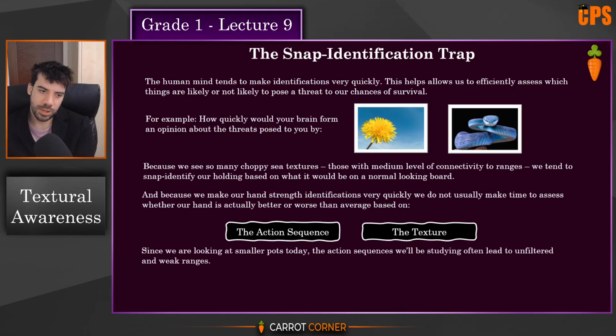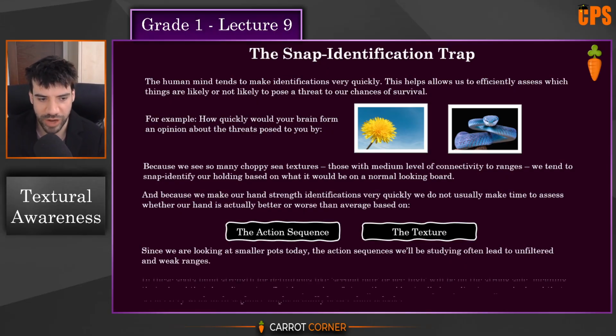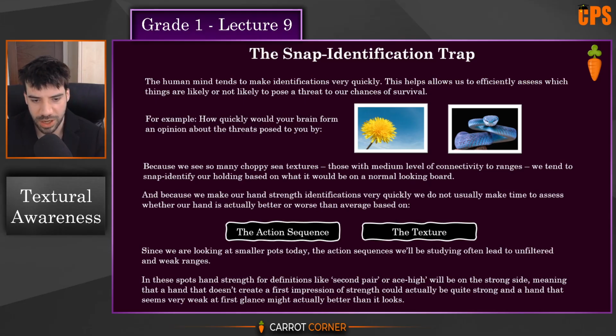This is the key. So since we're looking at smaller pots today, the action sequences are going to lead to unfiltered and weak ranges. And in these spots, hand strength definitions like second pair, ace high, are going to be on the strong side more often than not, meaning that a hand that doesn't create a first impression of strength could actually be quite strong, and a hand that seems very weak at first glance might actually have more showdown value than it looks.